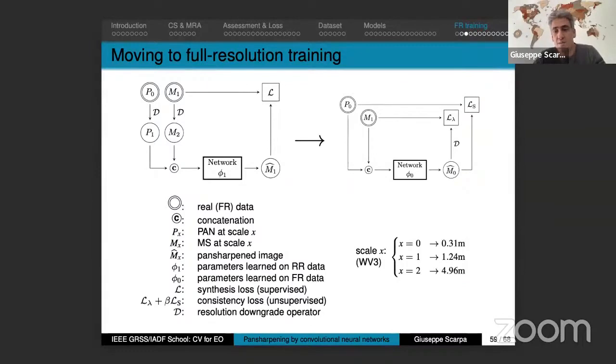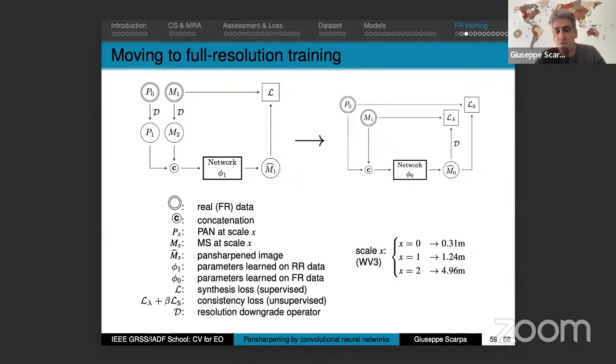data. Of course, many people, when assessing the performance of their own network, make the assessment on reduced resolution data, and sometimes they have very good results. But the results are good on reduced resolution data. So it is a good thing, but we don't know how the network really performs on full resolution, on real data that have a higher resolution.